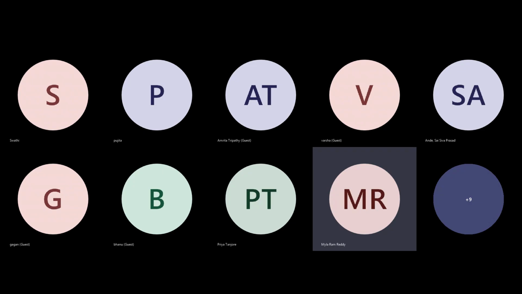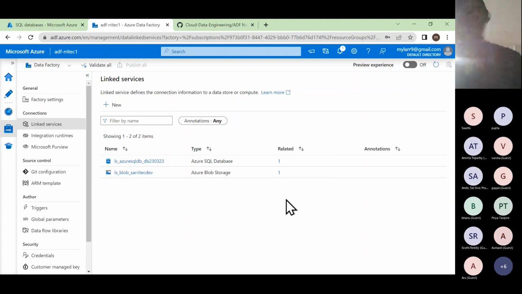How to develop one simple mapping or pipeline. In other tools, like Informatica and DataStage, we used to call it a mapping. Here we call it a pipeline. Inside the pipeline, we have the mapping actually.